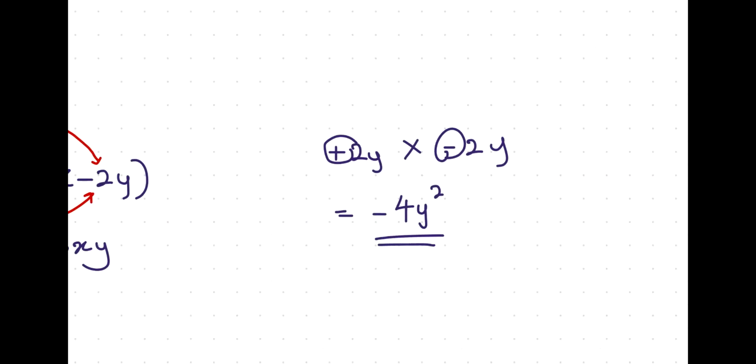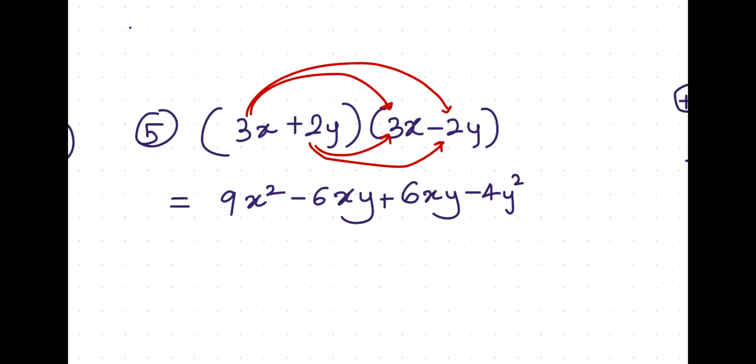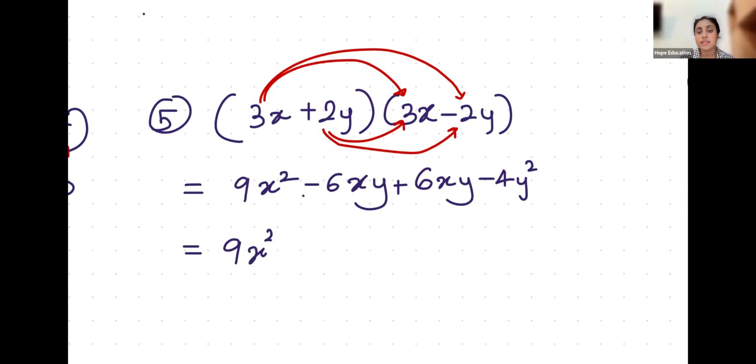Okay. So 2 times 2 is 4. Y times y is y squared. Plus times minus is minus. Okay. Then our next step, we'll do further simplification. 9x squared minus 6xy plus 6xy.